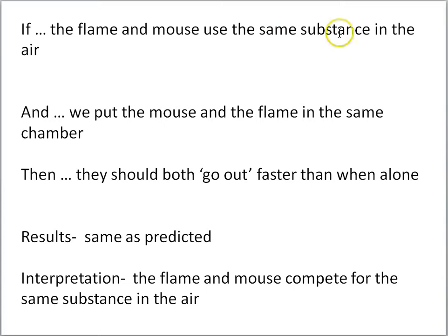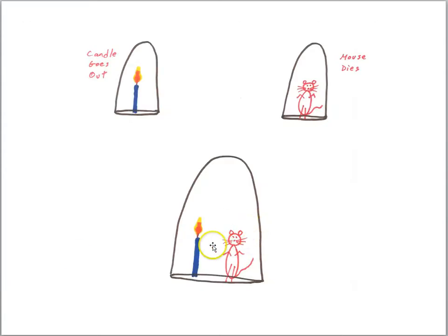If the flame and mouse use the same substance in the air and we put the mouse and the flame in the same chamber, then they should both go out faster than when alone. The results are the same as predicted. In other words, they go out faster than when alone. Therefore, since the results match the prediction, our hypothesis is supported. The flame and mouse compete for the same substance in the air. So if we look at it from the mouse's point of view, having that flame in there means that whatever that substance is in the air that the mouse needs, the flame is using up a lot of that stuff. So the mouse is going to die faster.